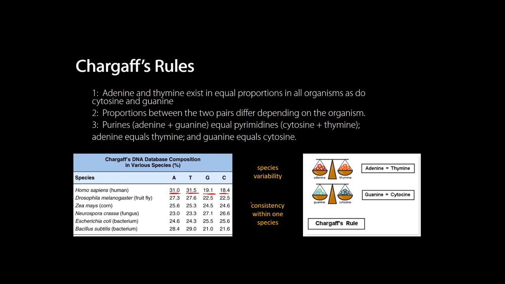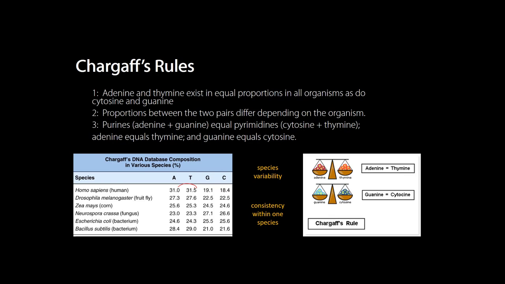The first is that the amount of adenine is always equal to the amount of thymine, and that the amount of guanine is always equal to the amount of cytosine. Okay? And this was constant within a given species. So if you take any human and you sample its DNA, you'll always get about 31% of A and about 31% of T, right? This is with an experimental error.